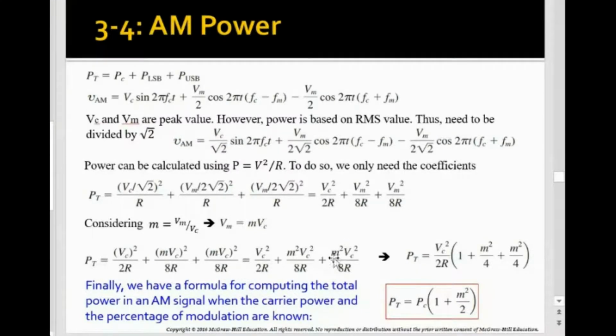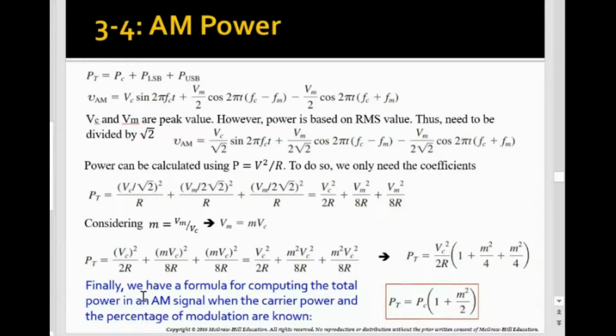These two combine together and I factor out Vc squared over 2R. What is left is 1 plus m squared over 4, repeating twice. If you combine these two, it becomes 2 times m squared over 4, or m squared over 2. So that is your equation. If you have your carrier power and your modulation index, without knowing the power or amplitude of your modulating signal, you can calculate the total power in your modulated signal.